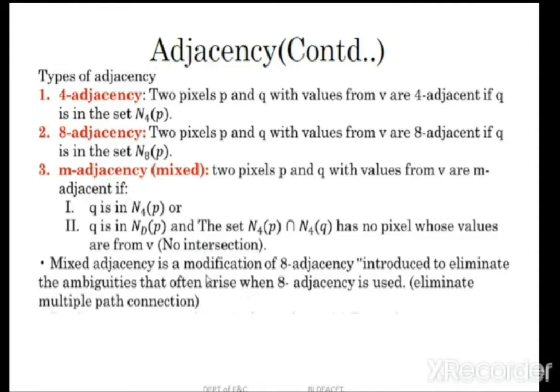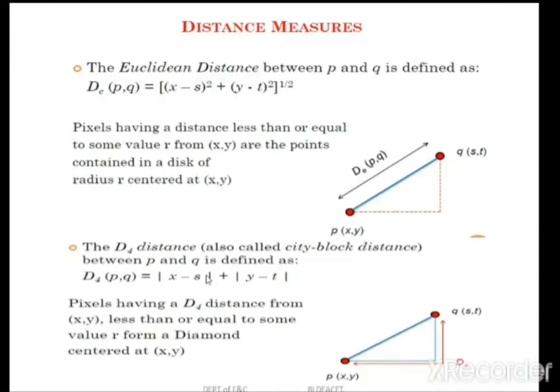So the next topic is distance measures. We actually have 3 distance measures. Distance measures are used to identify to what extent 2 pixels or 2 images are matched. That is, to identify the similarity between the 2 images or 2 sets of pixels, we are going to make use of distance measures.